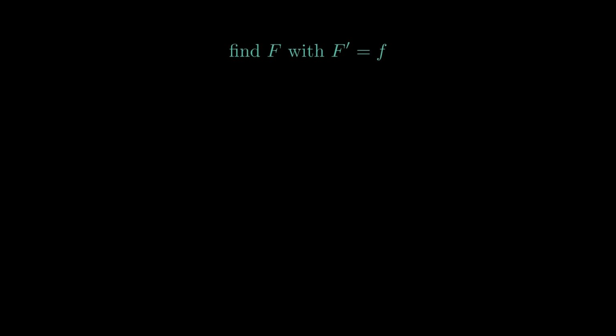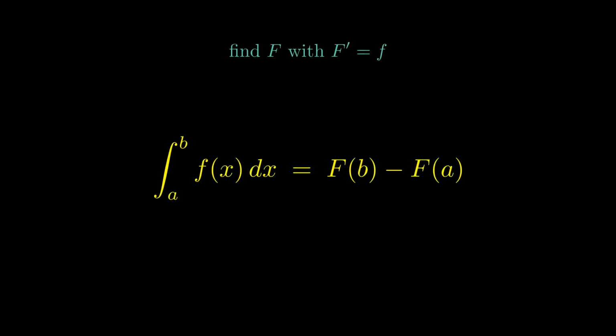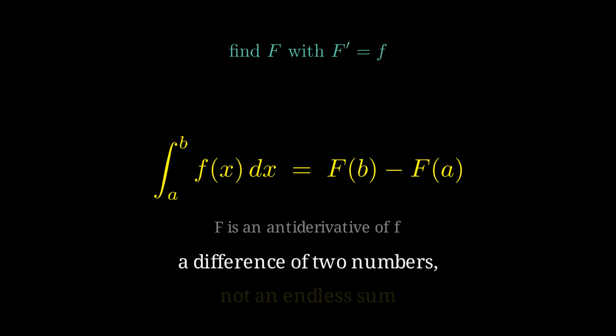The first half hands us a gift, the shortcut we suspected last episode. To find the area under a curve, do not sum 1,000 slices. Instead, find a function whose rate of change is that curve, an antiderivative. Then the exact area from the start to the end is just that function at the end, minus its value at the start. A difference of two numbers, in place of an endless sum.